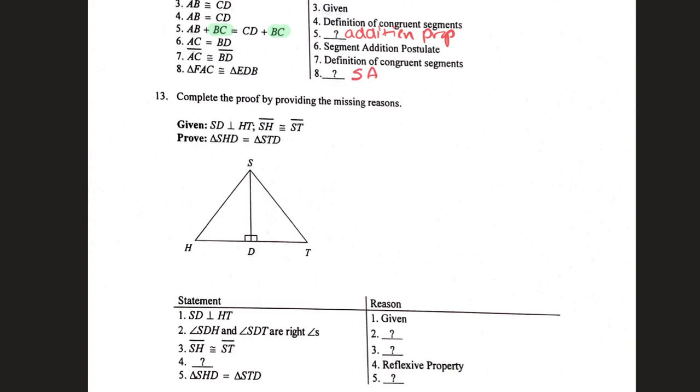Side, angle, side postulate. It's just that these two sides are overlapping, but the two sides are congruent. So this side is corresponding with this side. This angle is corresponding with this angle. And these sides that are overlapping are congruent. So that's the reason why the two triangles are congruent.